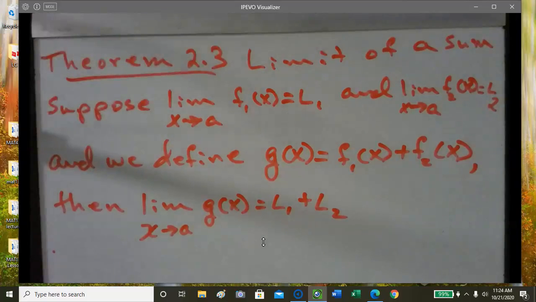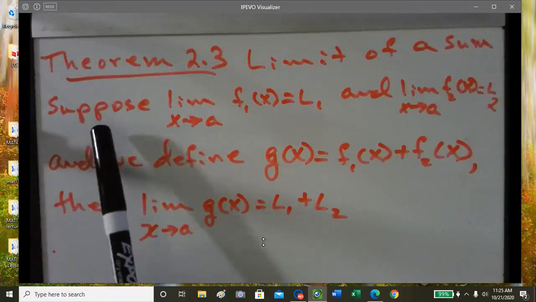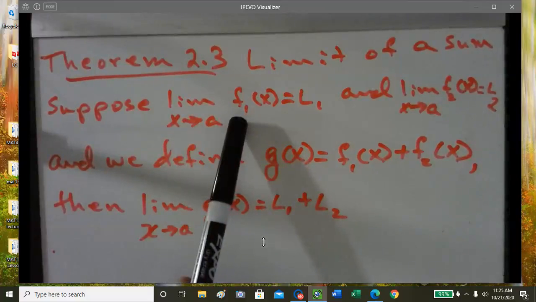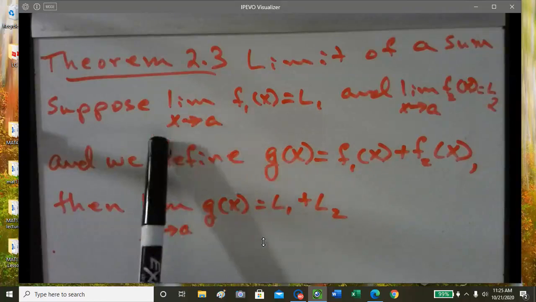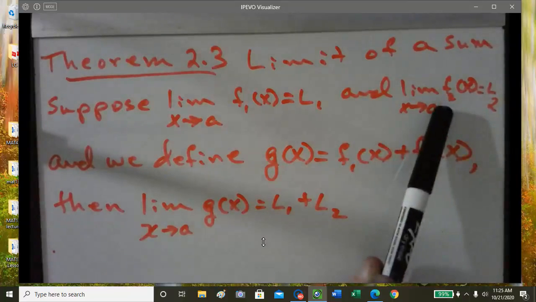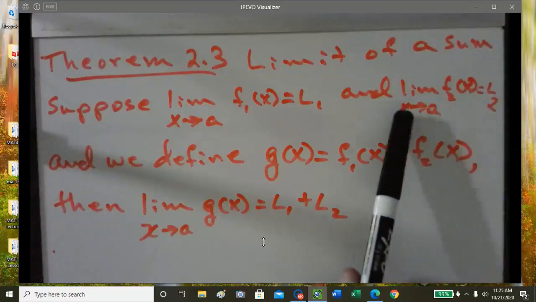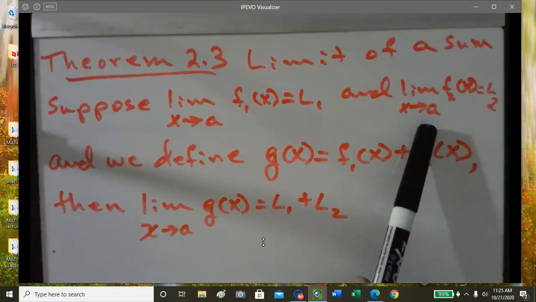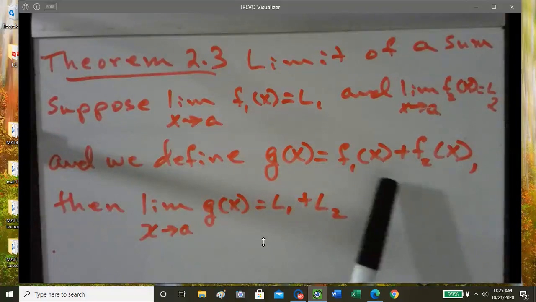Okay, this is continuing on with lesson 2.2, and here we're proving Theorem 2.3, the limit of a sum. This theorem states, suppose the limit of one function f1(x) equals L1 as x approaches a, and then we have a second limit, f2(x), equal to a limit L2 as x approaches some number a, and we define g(x) as the sum of f1 and f2.